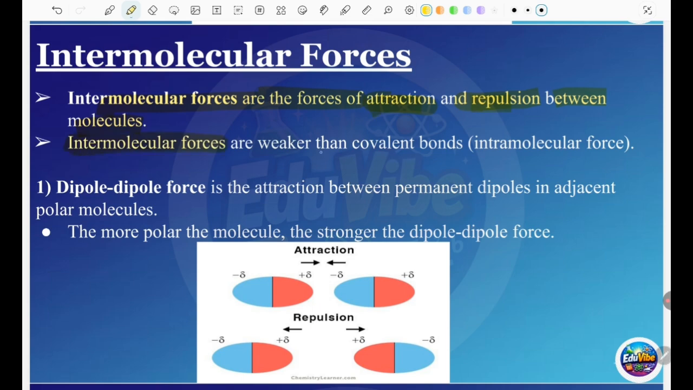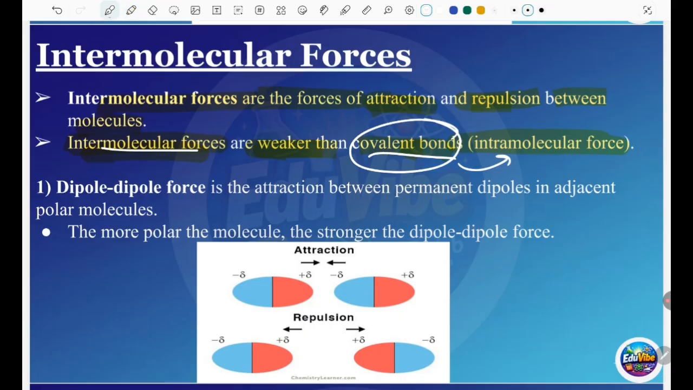Intermolecular forces are weaker than covalent bonds. Always, intermolecular forces are much weaker than covalent bonds, and covalent bonds are also known as intramolecular forces. So if the word intramolecular force is written, it means we are talking about a covalent bond.